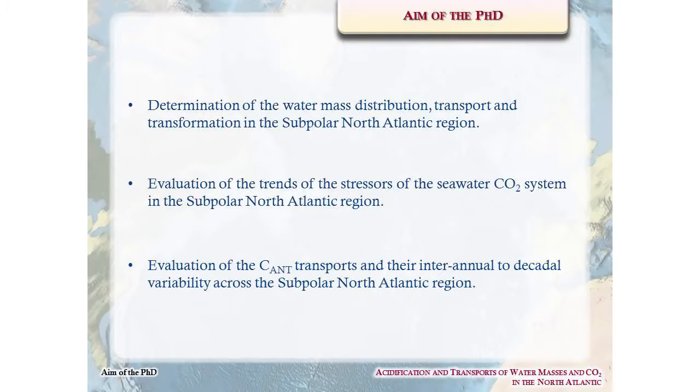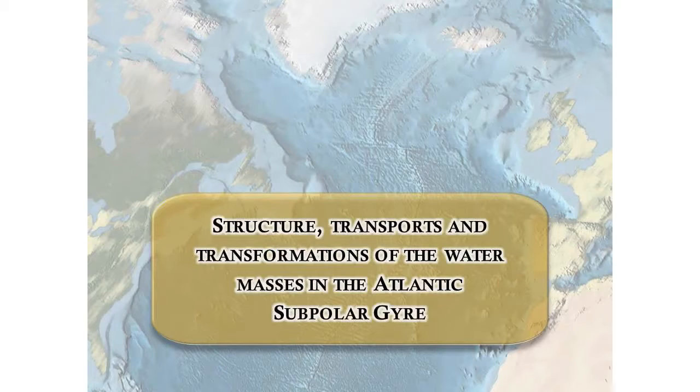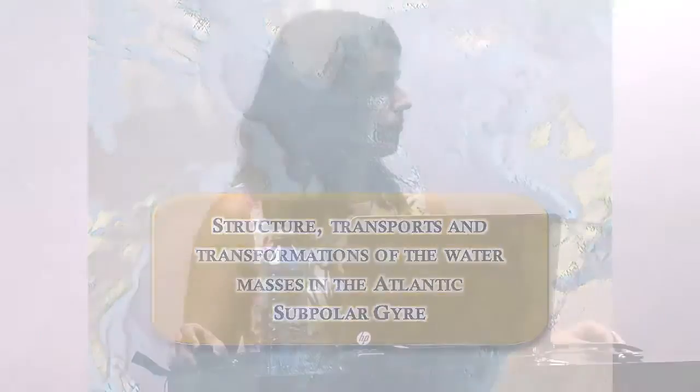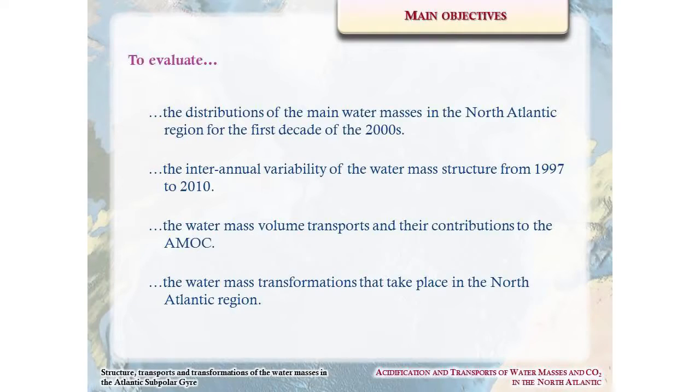So I'm going to expose the results of the first study in which we accomplished the first goal of my PhD. In this study, we studied the structure, transports, and transformations of the water masses in the Atlantic subpolar gyre. The concrete goals of this study were to evaluate the distributions of the main water masses in the North Atlantic region for the first decade of the 2000s, to evaluate the interannual variability of the water mass structure from 1997 to 2010, to evaluate the water mass volume transports and their contribution to the Atlantic meridional overturning circulation, and to evaluate the water mass transformation that takes place in the North Atlantic region.